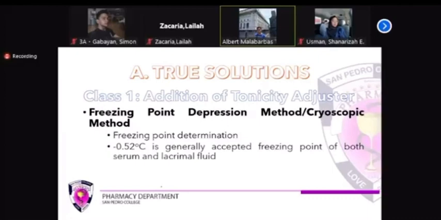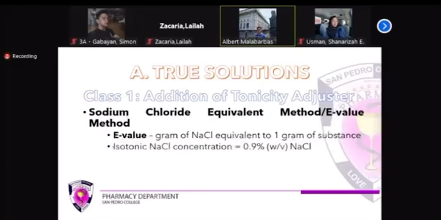Ang class 1 method na ito, it involves mainly measuring the freezing point of your solution. It is said that an isotonic solution has a freezing point of around negative 0.52 degrees Celsius. So, ang point ng freezing point depression method or cryoscopic is that you need to add more solute para ang freezing point mo reach siya og negative 0.52. So, dapat ang target ninyo, negative 0.52 for the freezing point depression method.